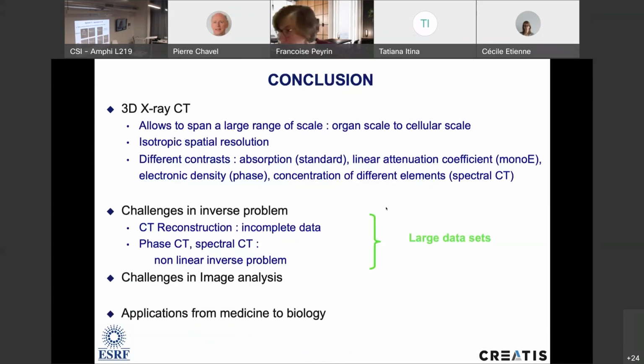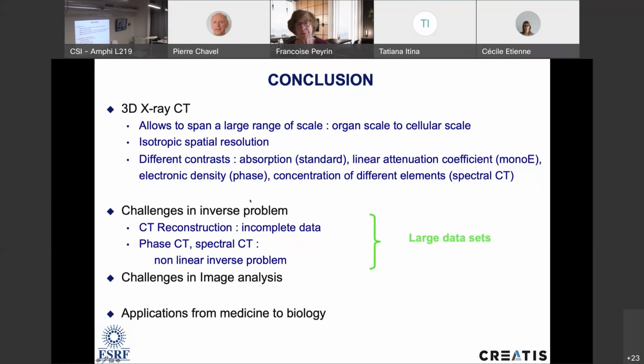So, in conclusion, because I think the time is over, we have seen that 3D X-ray CT allows spanning a large range of scales, from the organ scale in vivo to the cellular scale. It provides imaging with an isotropic spatial resolution, and we have seen that we can use different contrasts: absorption, which is the standard one, the linear attenuation coefficient when we can use monochromatic CT, the phase, and the concentration of different elements when we can use spectral CT.